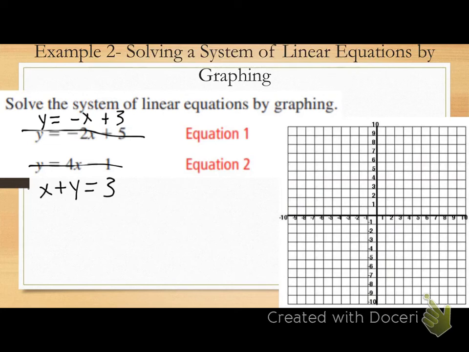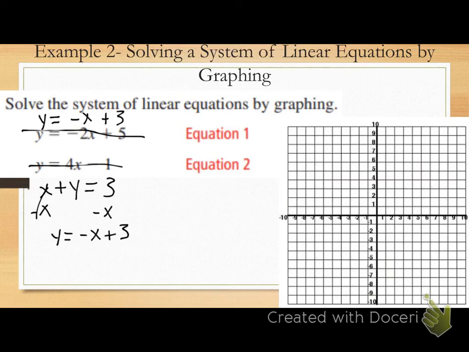Subtract x from both sides. What do I get? Y equals negative x plus 3. What do we notice about those? They have the same slope. They're the same line, right? They're the same exact equation.